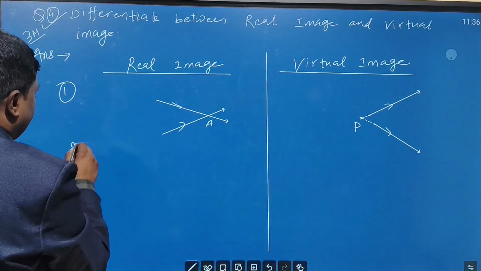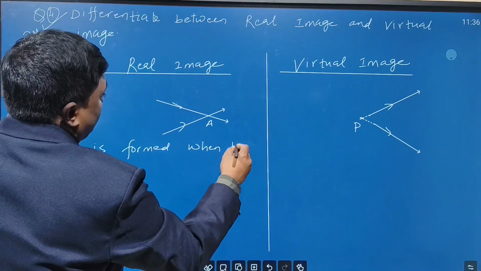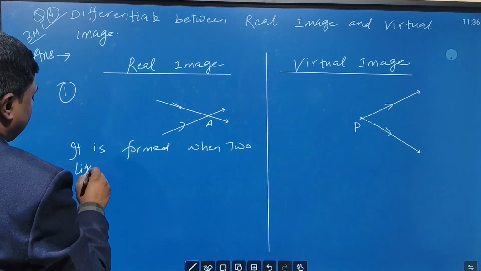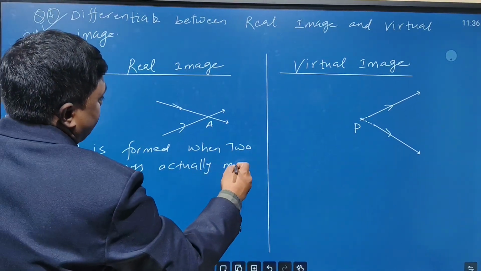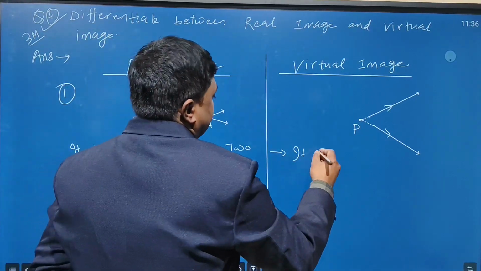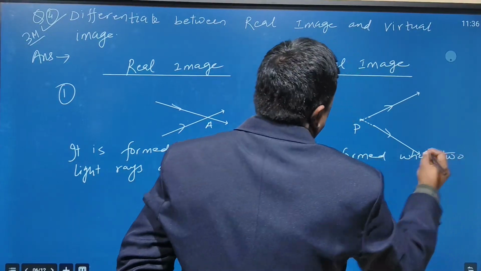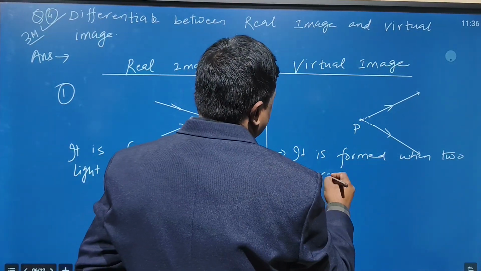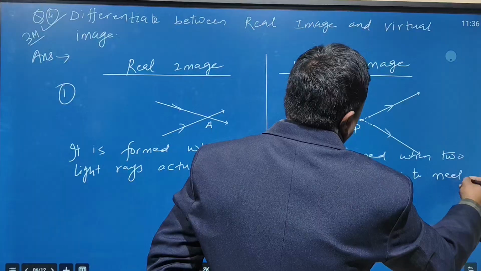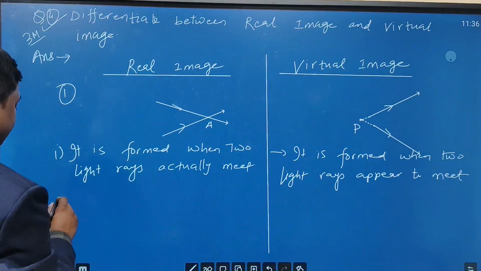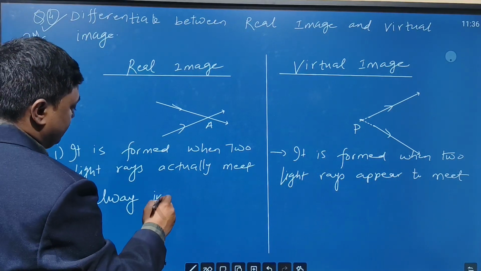So first point you can write that it is formed when two light rays actually meet. Here what you can write is that it is formed when two light rays appear to meet. Is it clear? First point. Second point, what you can write, real images are always inverted. Okay, it is always inverted.